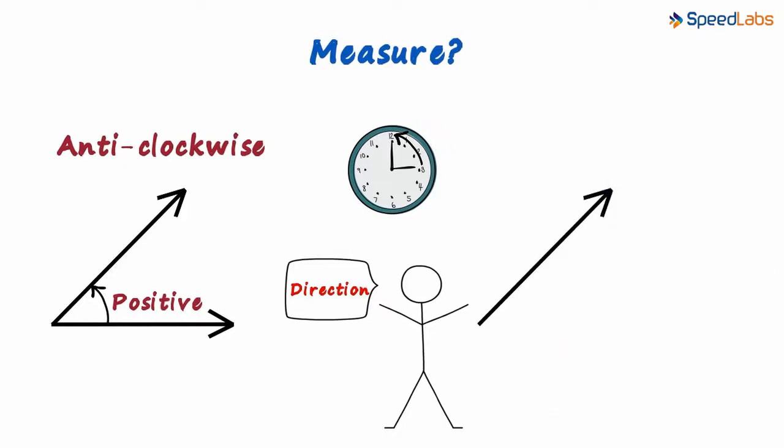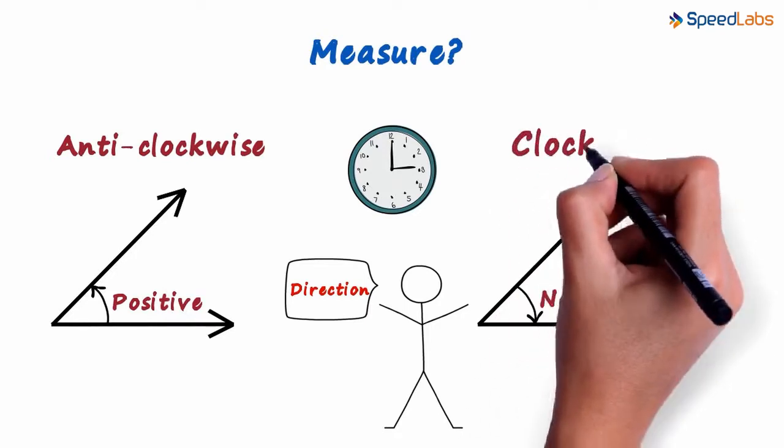Assume we have a ray like this, which is moved this way. This is the initial arm and this is the terminal arm. Then the angle measured will be negative. And this, as you would have already guessed, is called the clockwise direction.